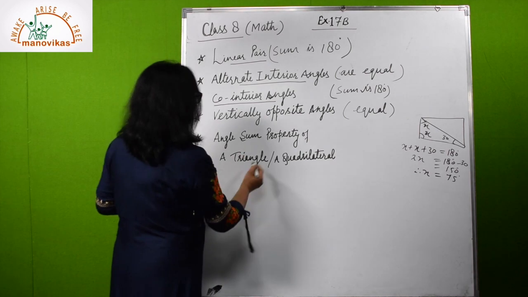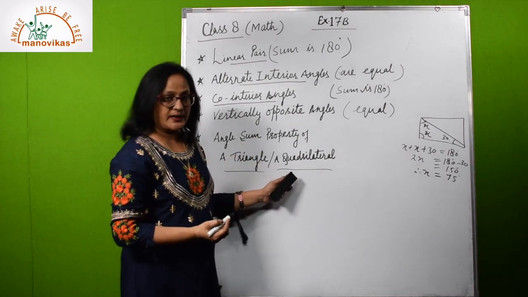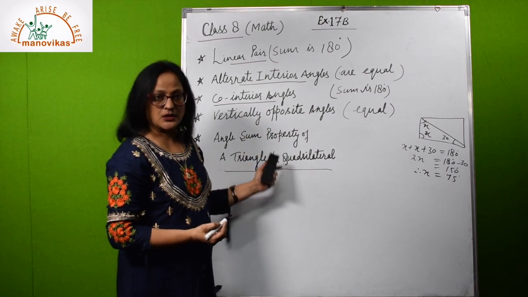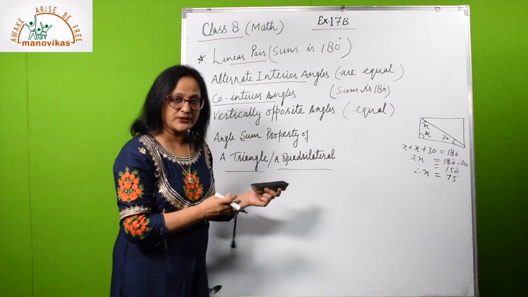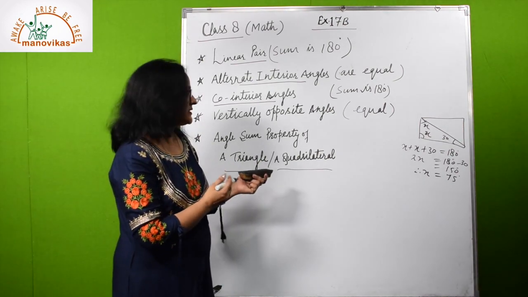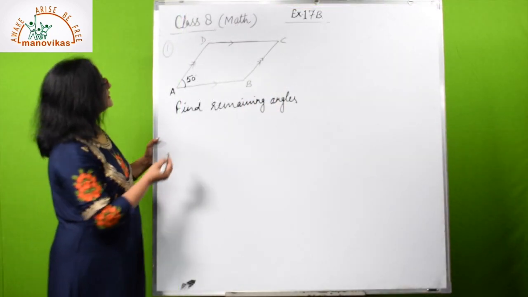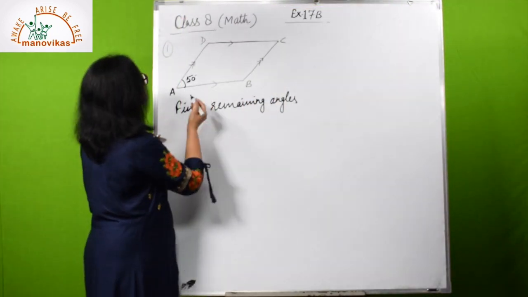So these are the points where you can use different properties of the parallelogram with different angles. Whichever is applicable in your given question, you will use that only, and that way you can solve the question easily. Now we are going to start the exercise. This is question number 1.